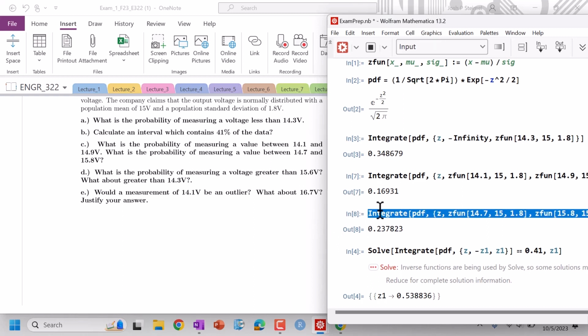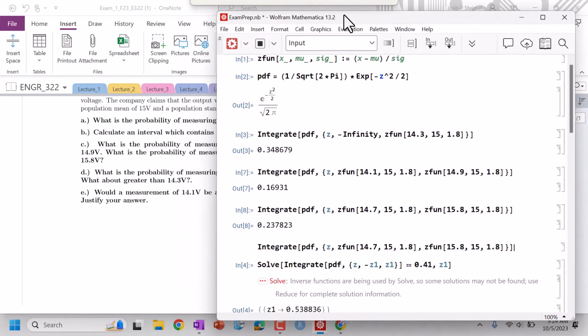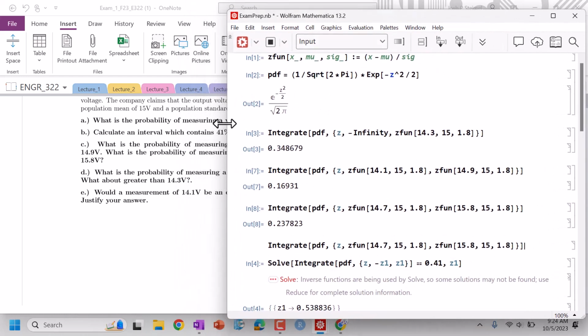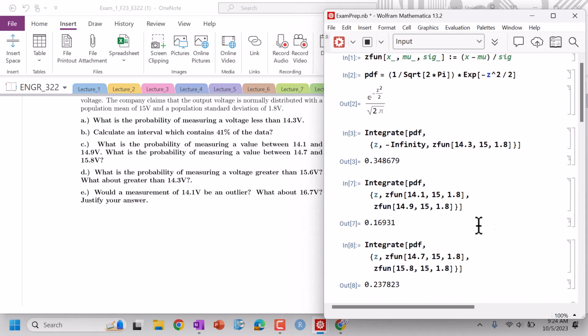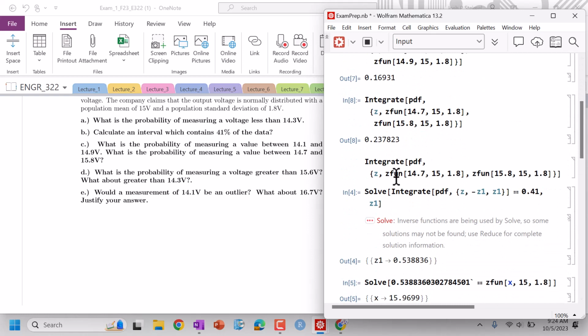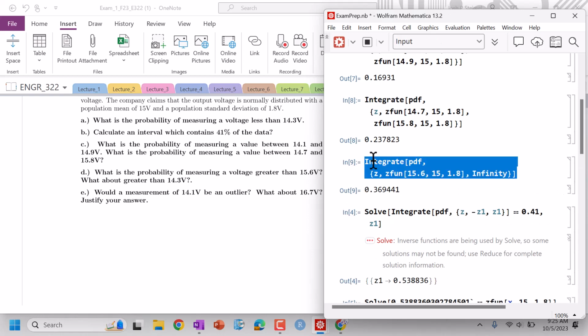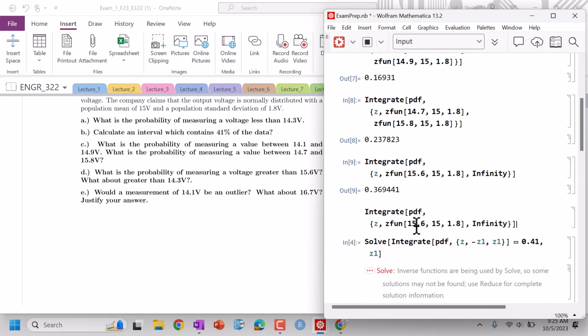So greater than will be, I'm going to move this just slightly so you can start to see it, and we'll scrunch it in. So is greater than, so I copied, where did I copy? Copy. I want greater than 15.6. So I want to go 15.6 to infinity. And there we go. And greater than 14.3, so this in here.